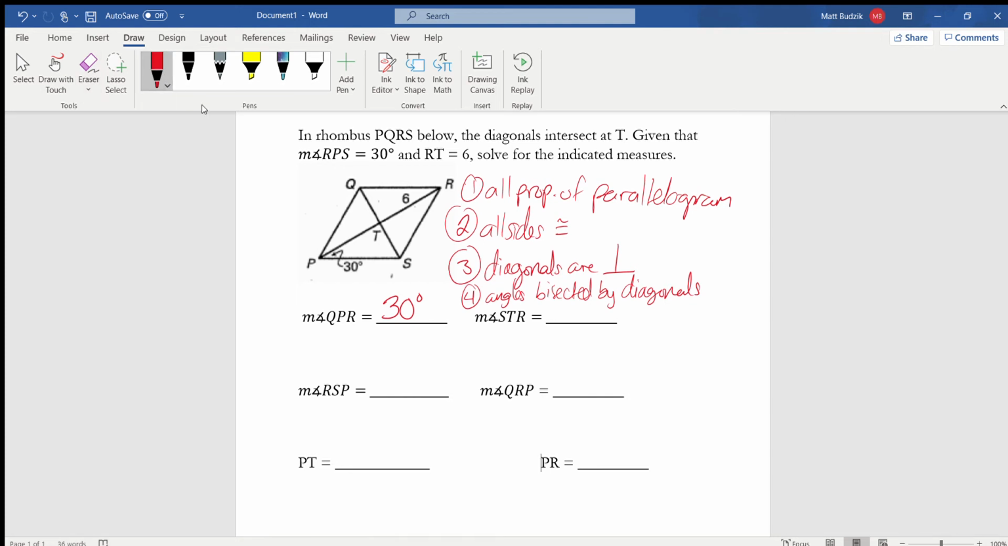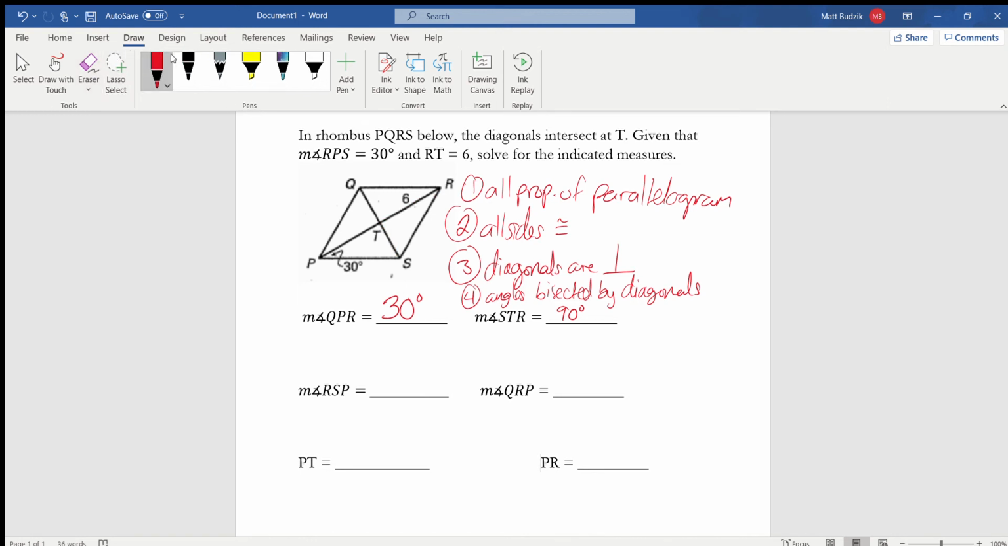For angle STR, that's going to be this angle right here, and we know from property 3 that diagonals are perpendicular, which means that the measure of angle STR is going to be 90 degrees. And that's working with that third property that diagonals are perpendicular.